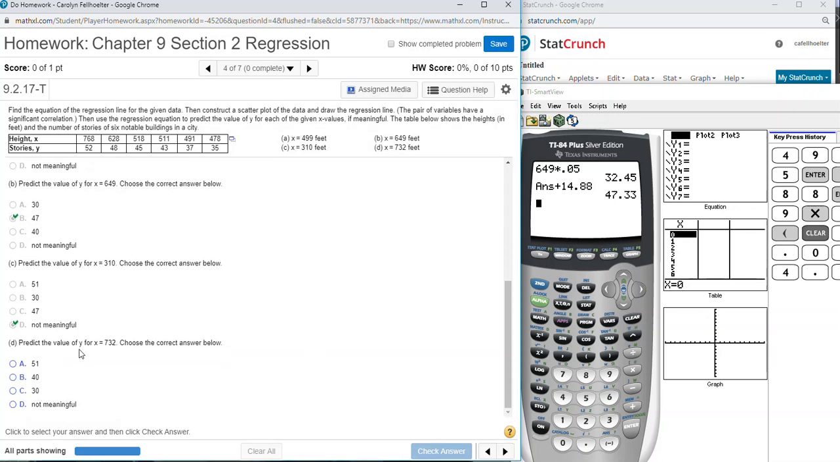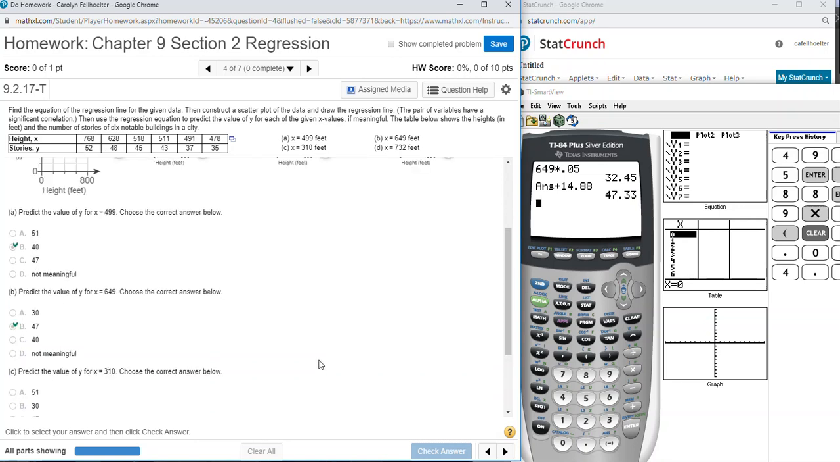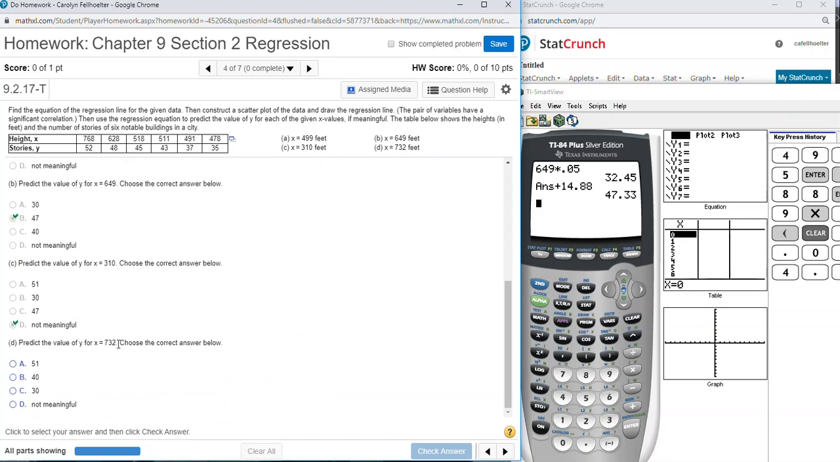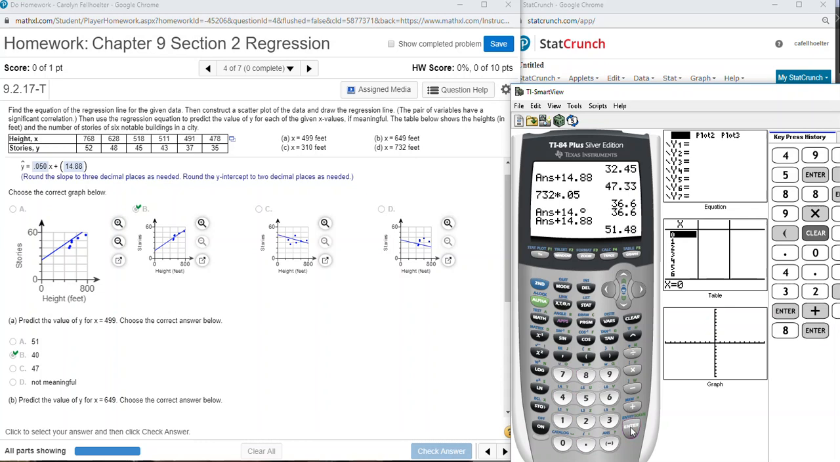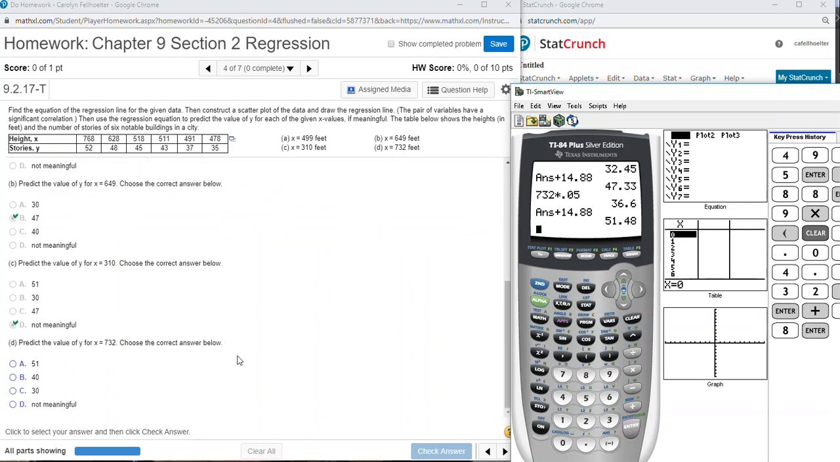It says predict the value of y for x equals 732. 732 is within the range of all the other x values, so it's okay to do this. We can predict the number of stories based on height. So for 732, I'm going to roll back up here to my regression equation. So 732 times 0.050, then plus the 14.88, and we get 51.48. So that would be closest to the 51. That's it.